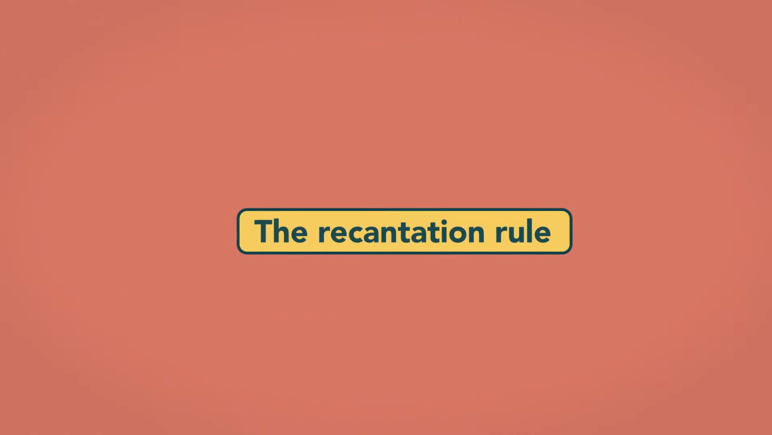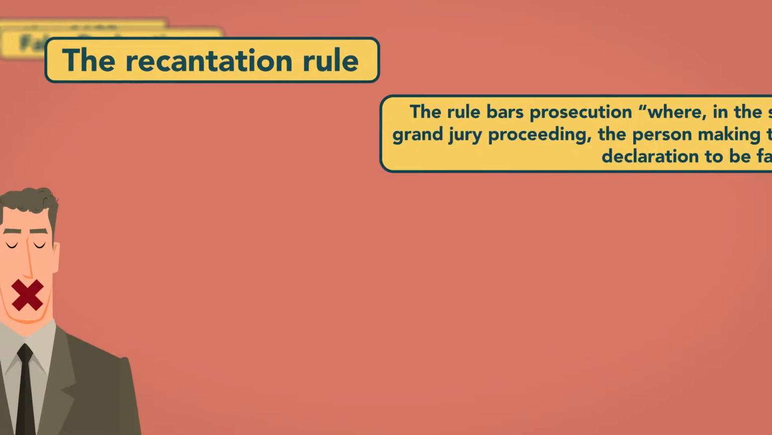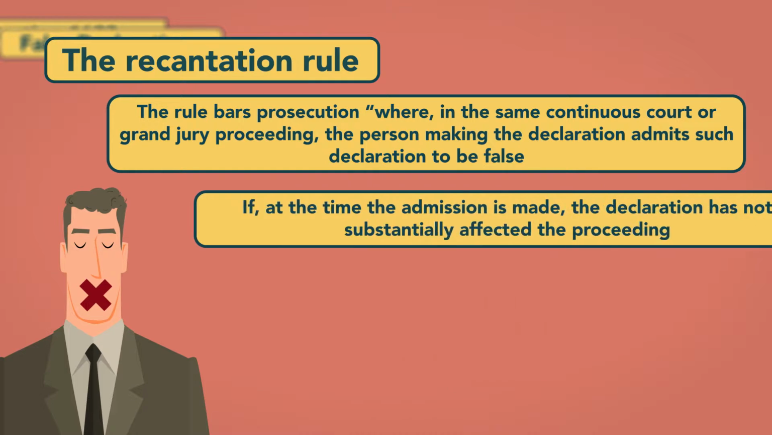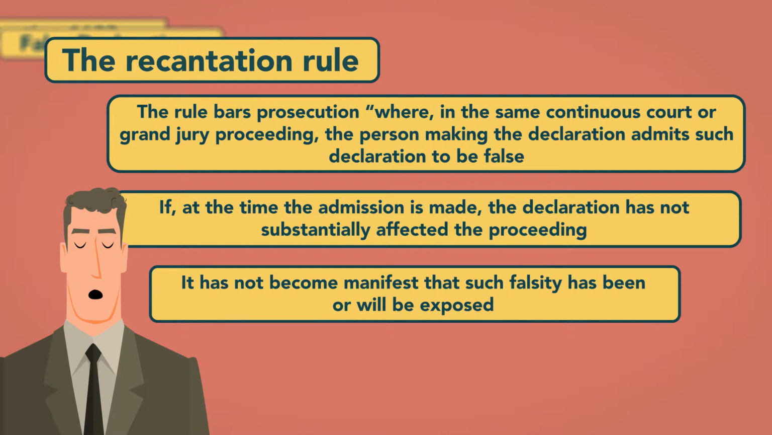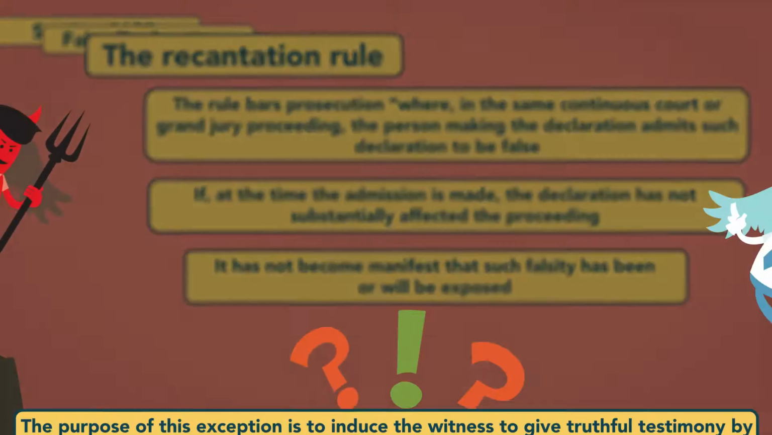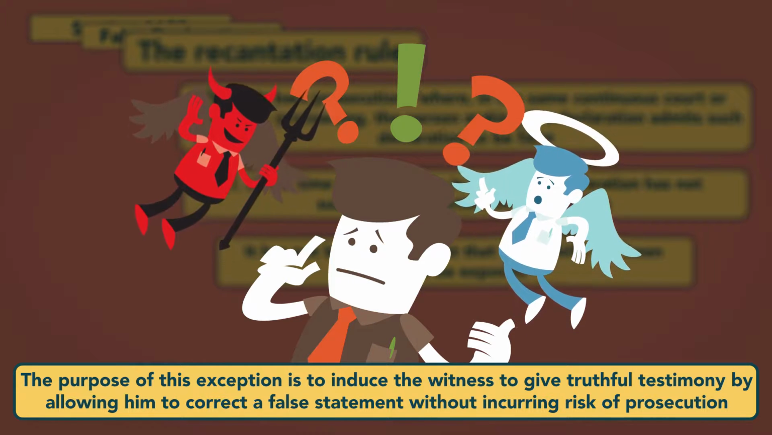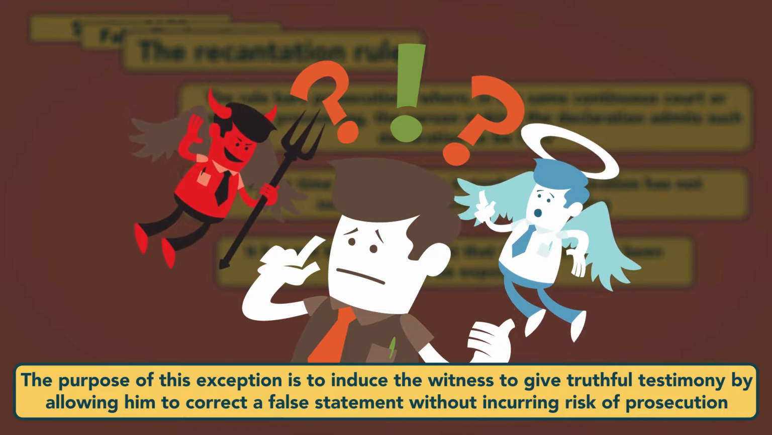The recantation rule is unique to the false declarations crime under 1623. The rule bars prosecution where, in the same continuous court or grand jury proceeding, the person making the declaration admits such declaration to be false, if, at the time that the admission is made, the declaration has not substantially affected the proceeding, or it has not become manifest that such falsity has or will be exposed. The purpose of this exception is to induce the witness to give truthful testimony by permitting him voluntarily to correct false statements without incurring the risk of prosecution for doing so.